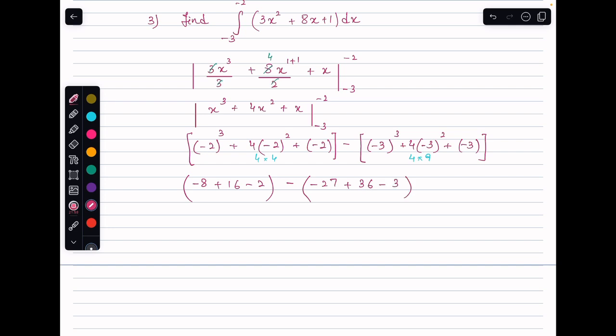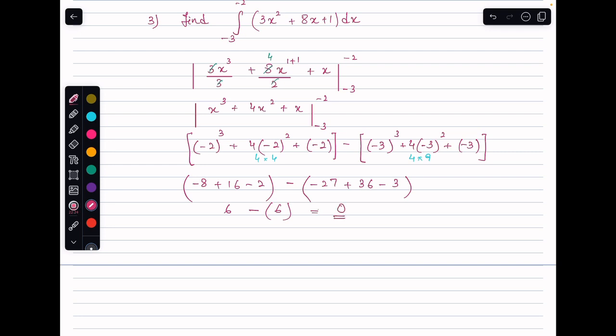So I just need to solve these values. Negative 8 plus 16, that's an 8, and 8 minus 2 would give me a 6, minus, and then I should say that negative 27 plus 36 minus 3 would give me a positive 6 here. So 6 minus 6 is 0, and the answer to this question becomes 0 here.